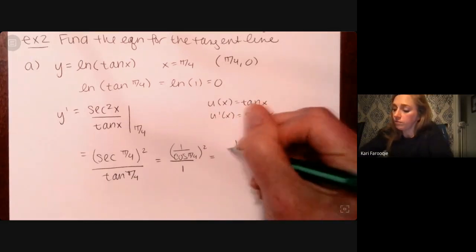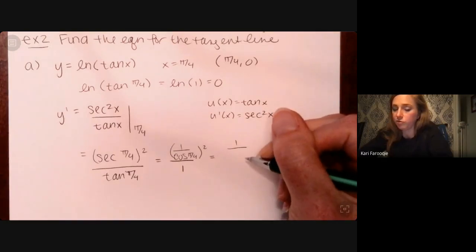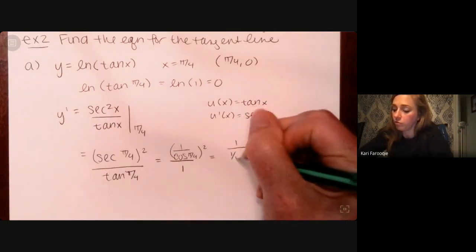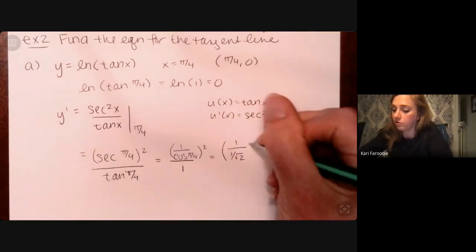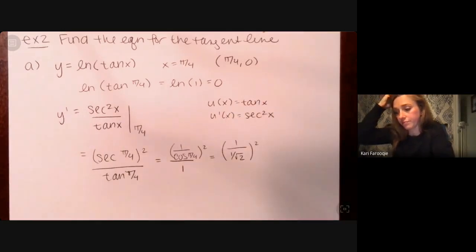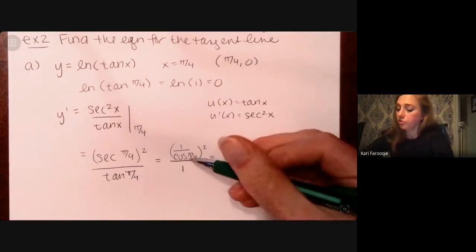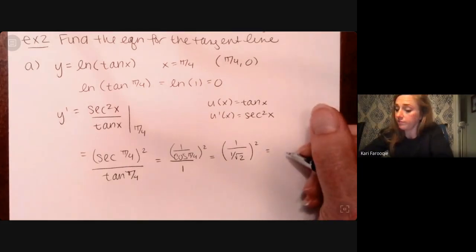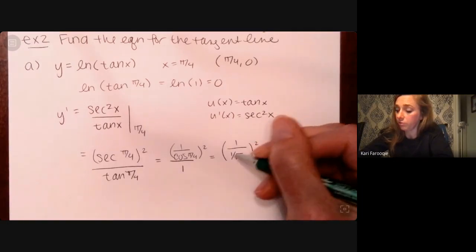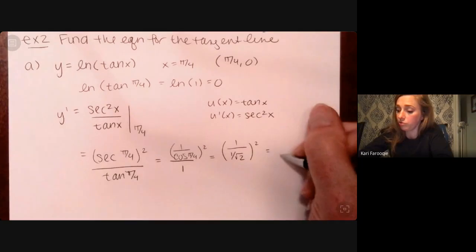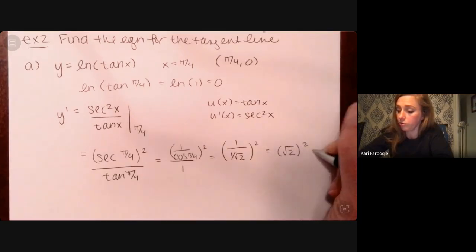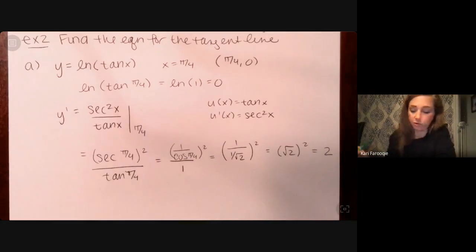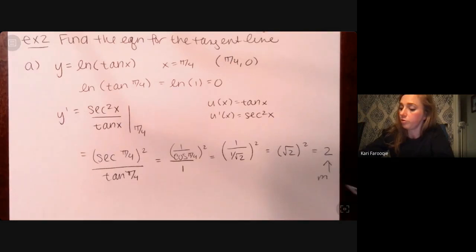So 1 over, and then if you want to think about that as root 2 over 2, fine. If you want to think about it as 1 over root 2, you'll probably have a little bit of an easier time with the quantity. So that's the cosine of pi over 4 as 1 over root 2. And then we'll square this quantity. If you'd like, you can rewrite the fraction. Instead of dividing by 1 over root 2, you can multiply by root 2. And what you're really getting here is root 2 squared, and root 2 squared is 2. So this is your slope.